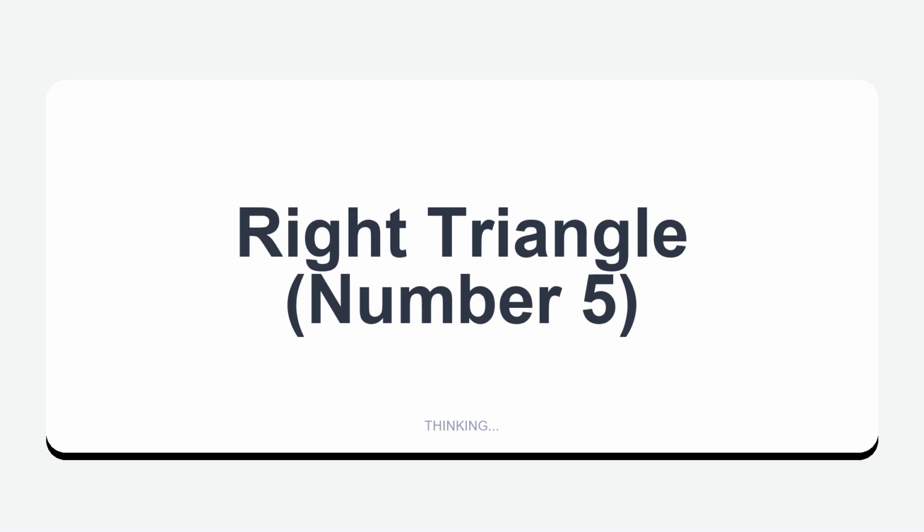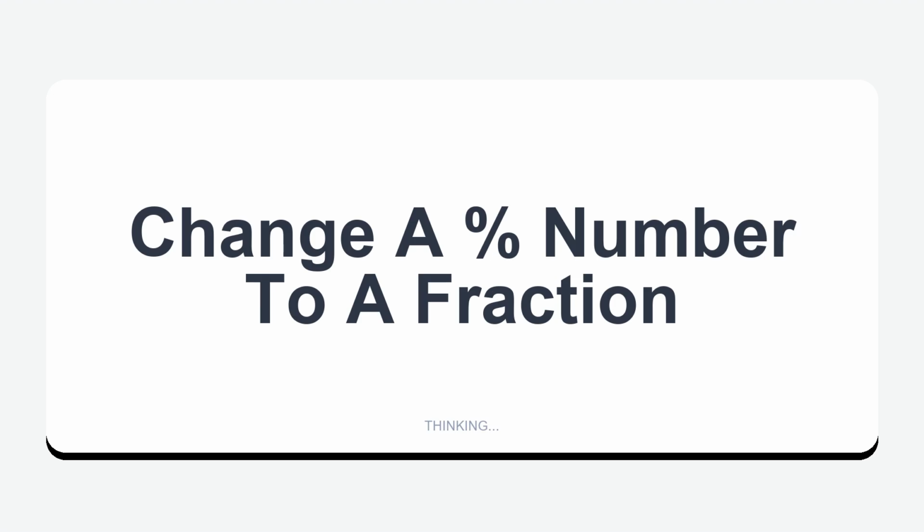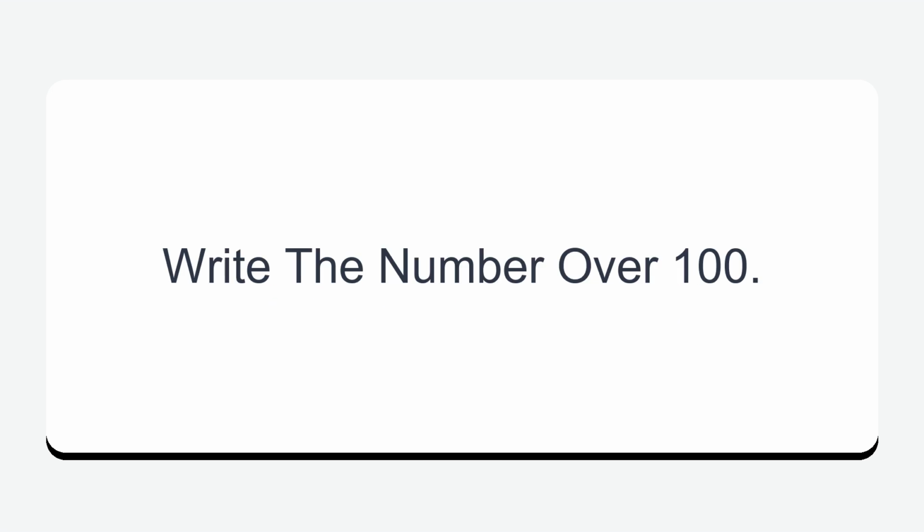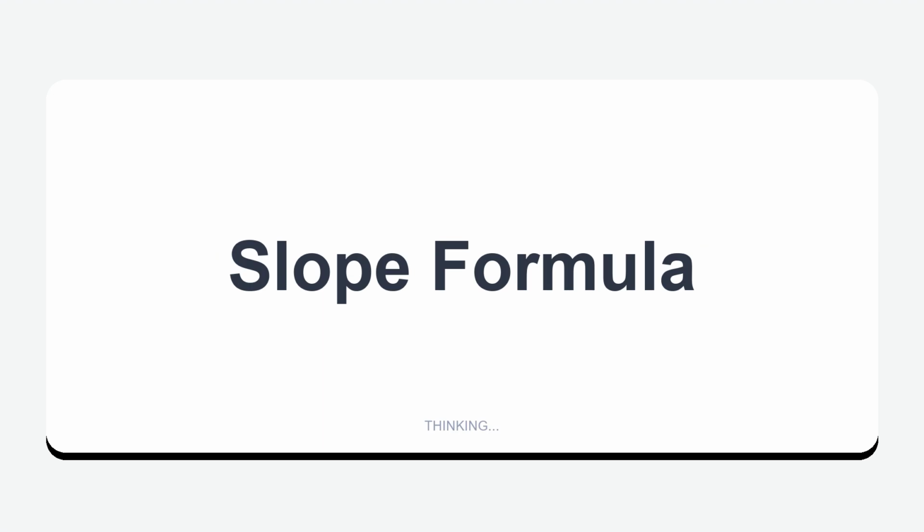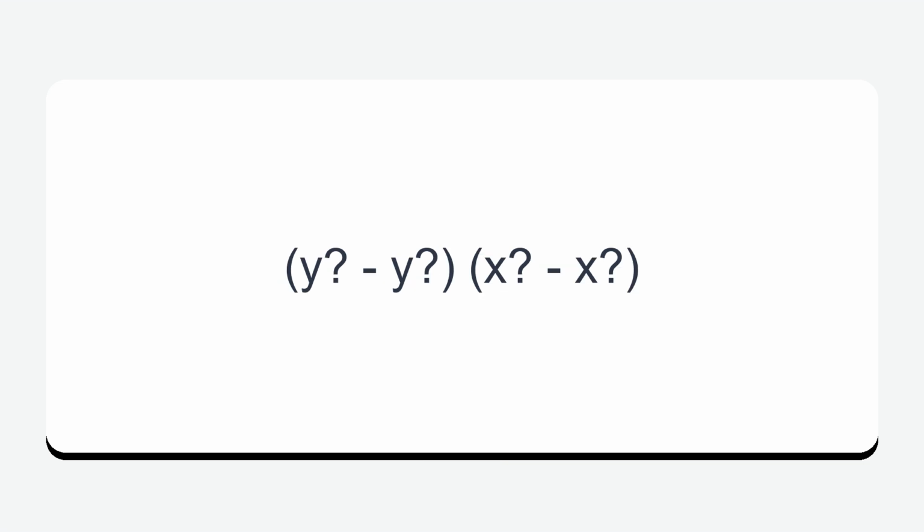Right triangle, number 5: 7, 24, 25. Change a percent number to a fraction: write the number over 100. Slope formula: y, x, x.